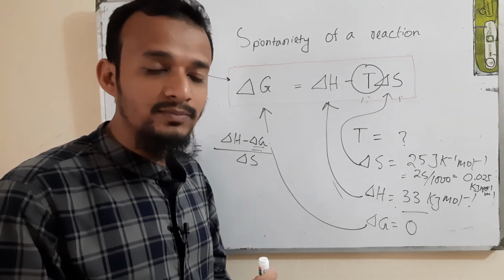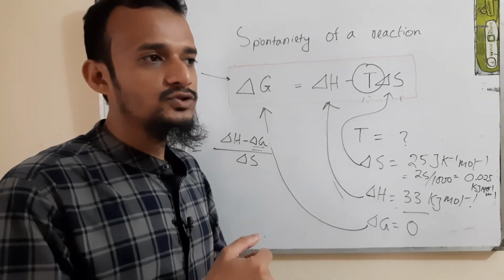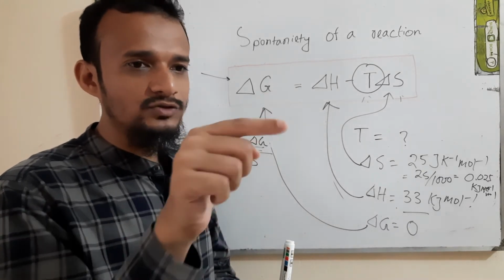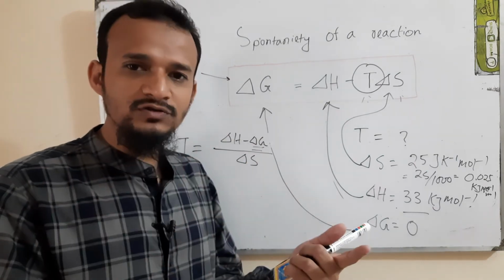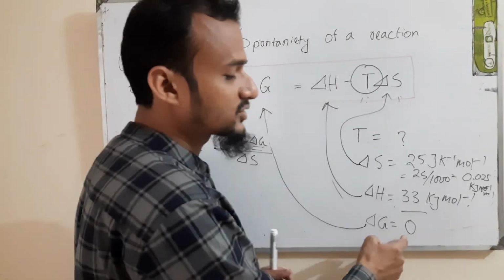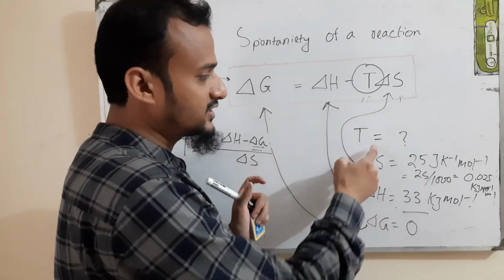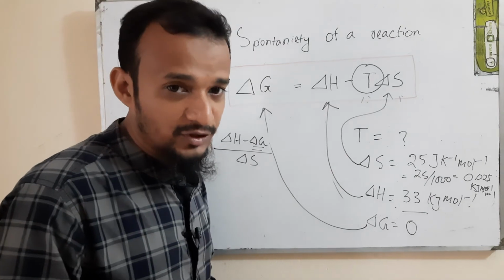You can ask, sir, I could have just said delta G equal to -1. Yeah, we can do that, but that's not the absolute barrier, because it could have been 0 minus 0.000001. That could also be feasible. So the best thing is to assume that delta G is equal to 0.